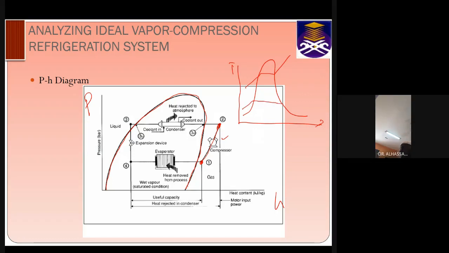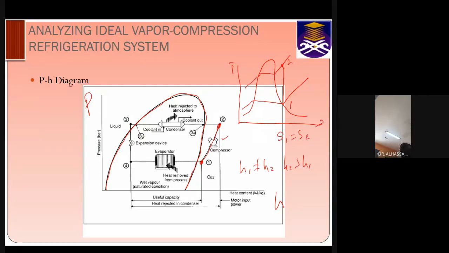Let's make a comparison. In the TS diagram, this is state 1, this is state 2. S1 equals S2. But on the pH diagram, H1 is not equal to H2. In other words, H2 is greater than H1. And it's true because there is an increase in temperature. Whenever temperature increases, the enthalpy of the fluid increases also.